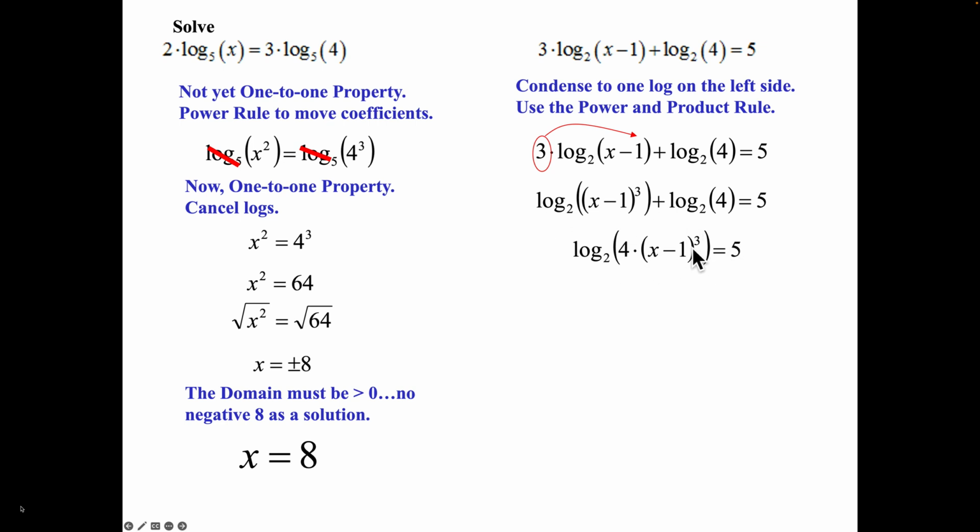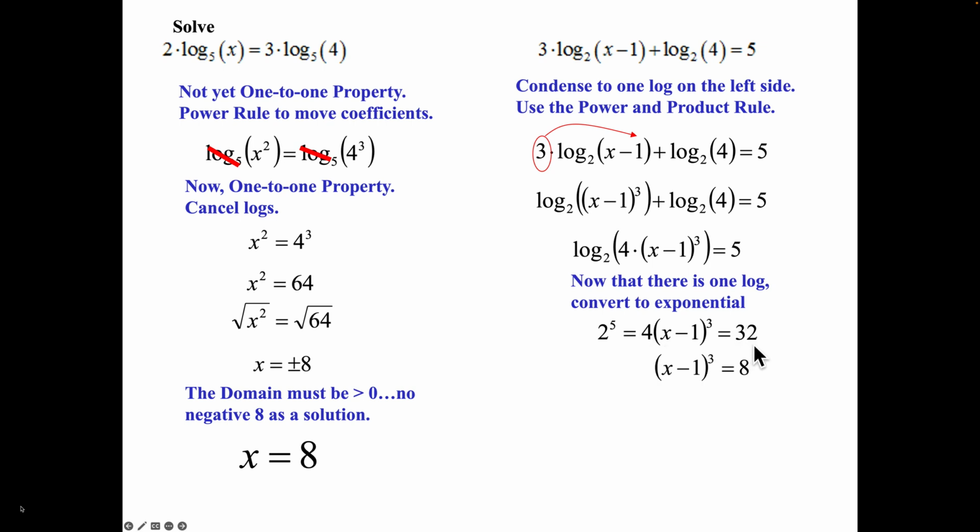Now that we're condensed down to 1 log, you can use your conversion rule. 2 to the power of 5. All this goes over to the right side of the equal sign. So 2 to the 5th is 32, so I'm going to set it equal to 32 over here. We'll divide by 4 into the 32 and get an 8. Then we take the cube root of both sides. Well, the cube root of 8 is 2. Add over the 1, x is equal to 3.